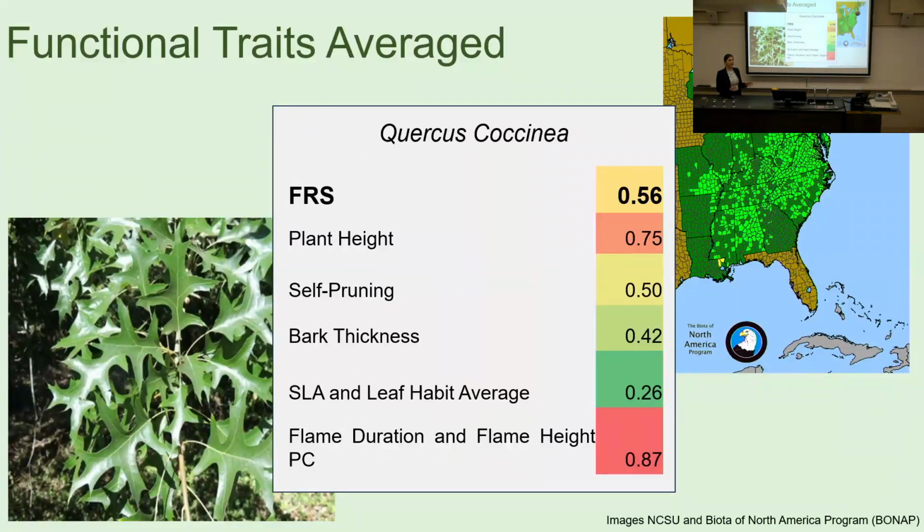I just wanted to highlight an example of what this looks like. Here we have the example of Quercus coccinea, which is shown with its distribution across the southeastern United States. We have the following 7 traits, 5 scores: plant height, self-pruning, bark thickness, specific leaf area and leaf habit, and then the flammability principal component. We took all 5 values, averaged that out, and this received a fire resistance score of 0.56. So a rather intermediate to high fire resistance score.